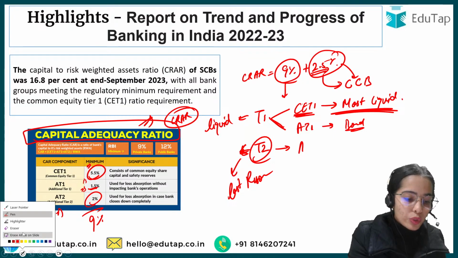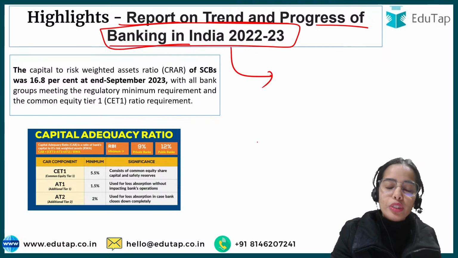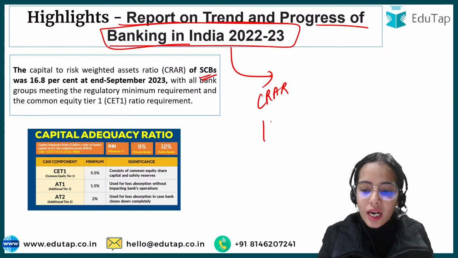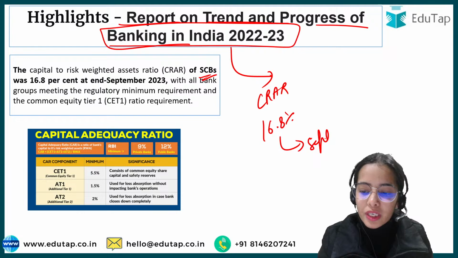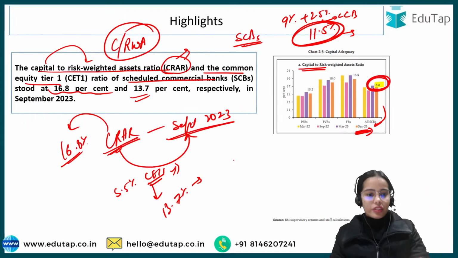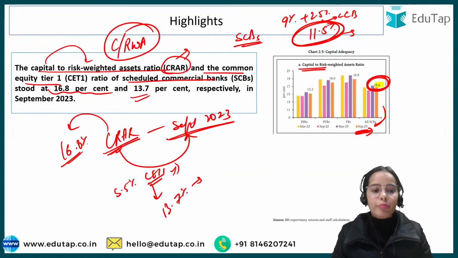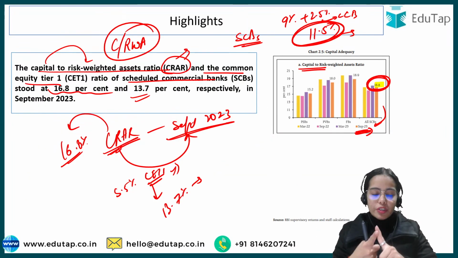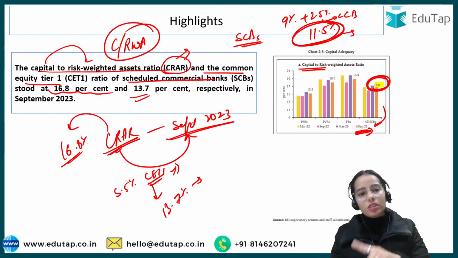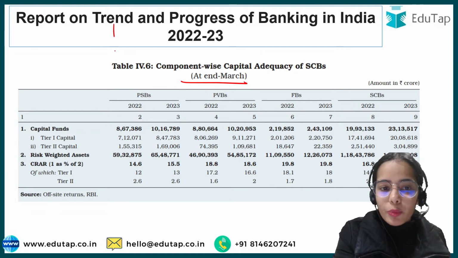Okay, now in the previous class there was a minor confusion that happened, so let me clarify it here. I have told you that as per the report on trend and progress of banking in India, in the highlights it was given that the scheduled commercial banks are maintaining a CRAR of 16.8% in September 2023, and this has become a very important percentage. It is mentioned in the FSR, and you can see it is mentioned in the report on trend and progress of banking in India. So you have to remember that the CRAR maintained by scheduled commercial banks in September 2023 was 16.8%, and 13.7% was the CET1 in September 2023.